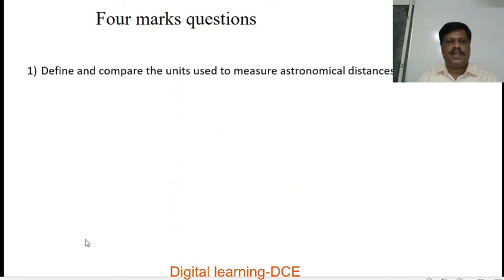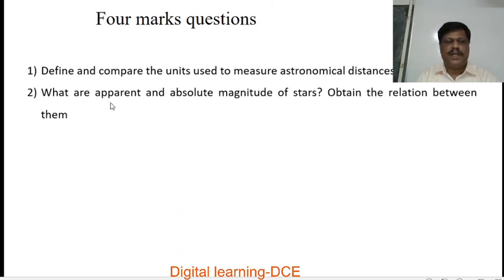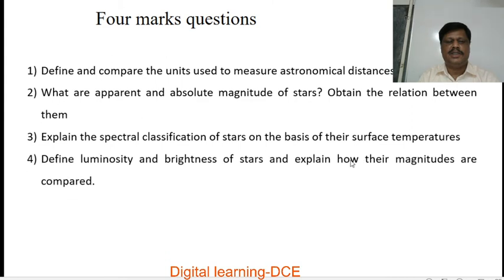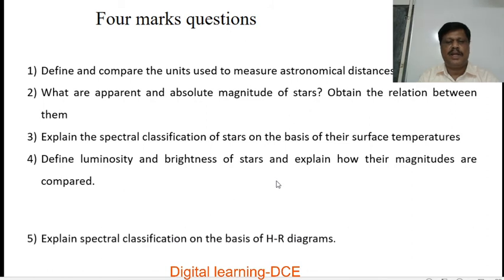4 marks questions are: first one, define and compare the units used to measure astronomical distances. The question number 2 is what are apparent and absolute magnitude of stars? Obtain the relation between them. Question number 3 is explain the spectral classification of stars on the basis of their surface temperatures. 4 is define luminosity and brightness of stars and explain how their magnitudes are compared.